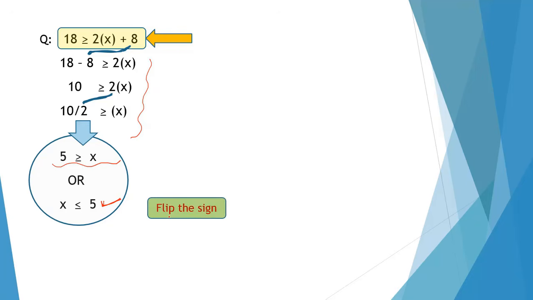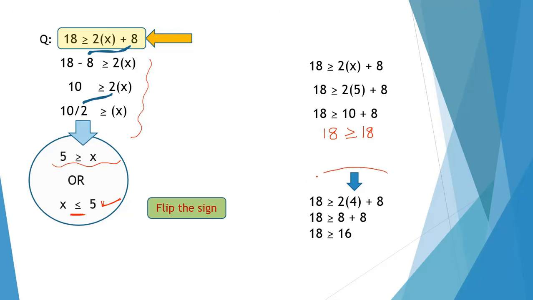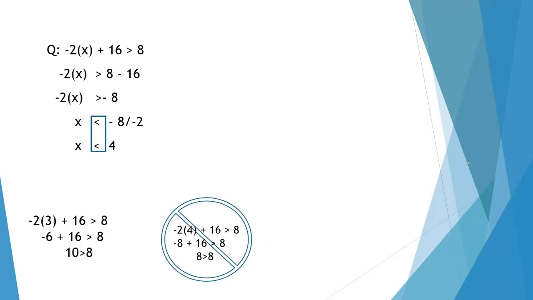Five is greater than and equal to x. This can also be written as x is less than and equal to 5. So we can flip it and they both are the same thing. If we insert the value of 5, both sides become equal. Any value less than 5 will keep this side greater. Up till now, you are solving the inequality the same way you are solving equations.